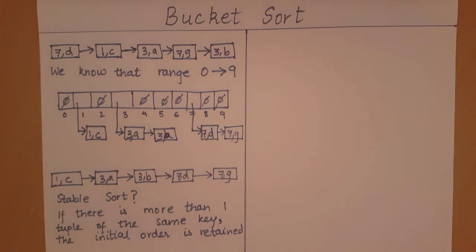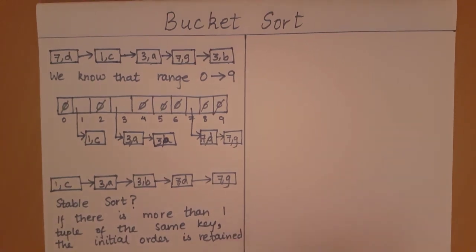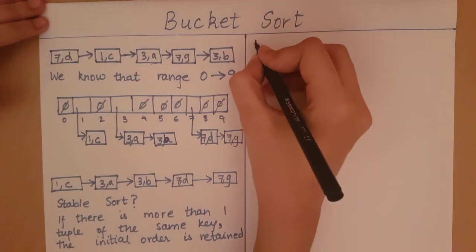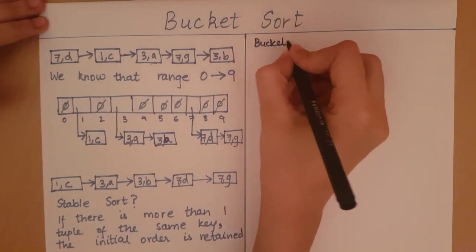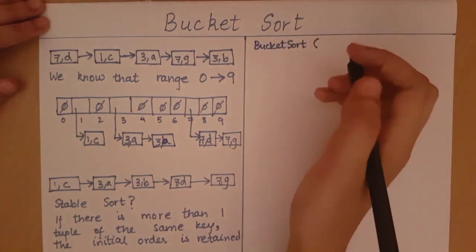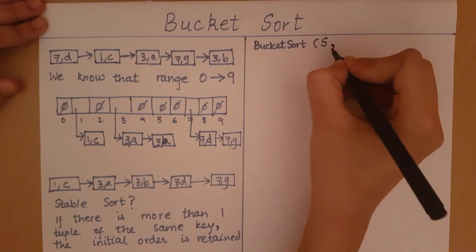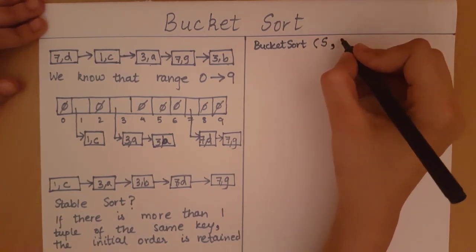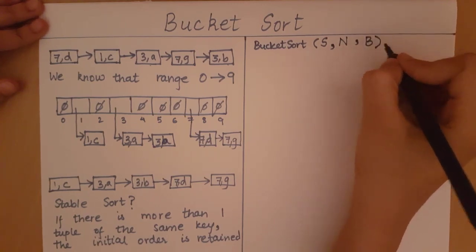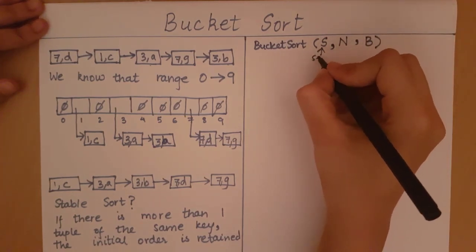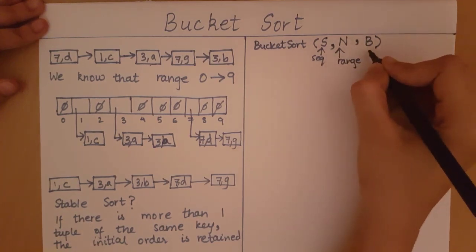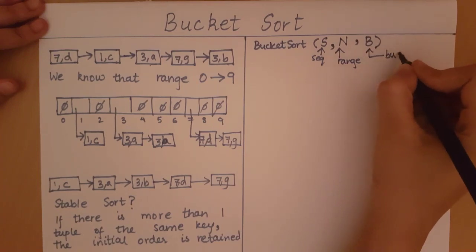Now let's take a look at the pseudo code we can write for bucket sort. So I'm going to create an algorithm called bucket sort. As input, it's going to take some sequence S, a range N, and a bucket array B. S is the sequence, N is the range, B is going to be the bucket array.